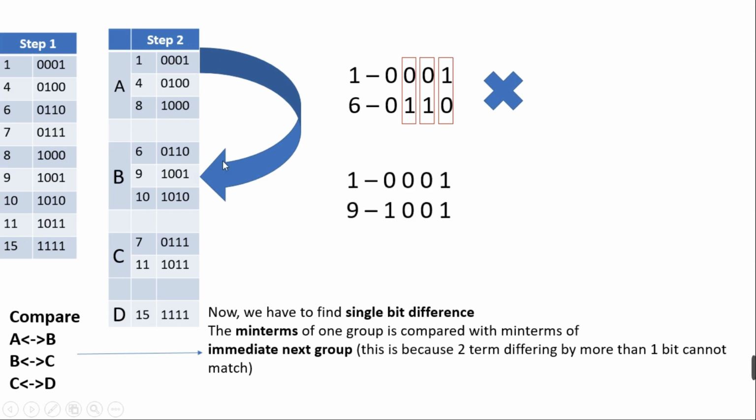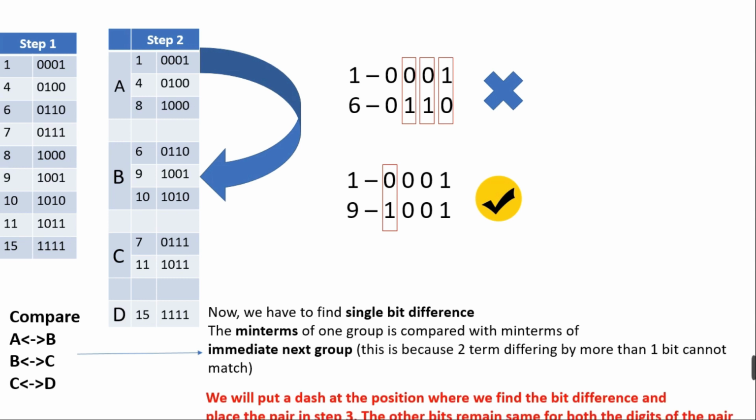So we're going to compare 1 with 9. You can see that we have only 1 bit difference right over there, and all the other bits are actually the same for both 1 and 9. So there is only a single bit difference. So we're definitely going to consider this pair, 1 and 9. We're going to take it into consideration, and we're going to put that into our step 3.